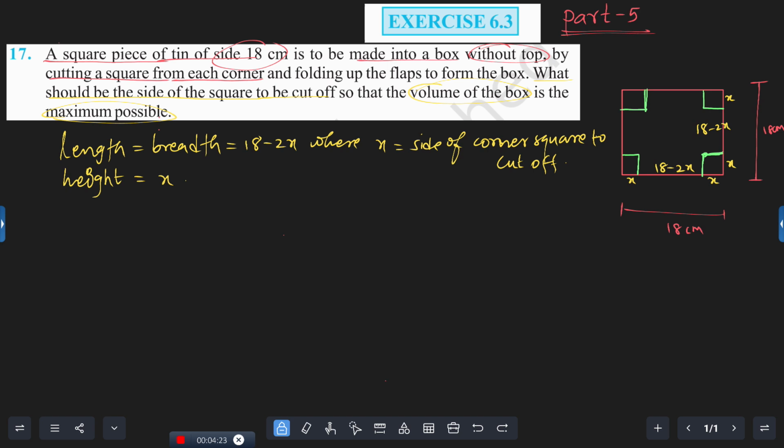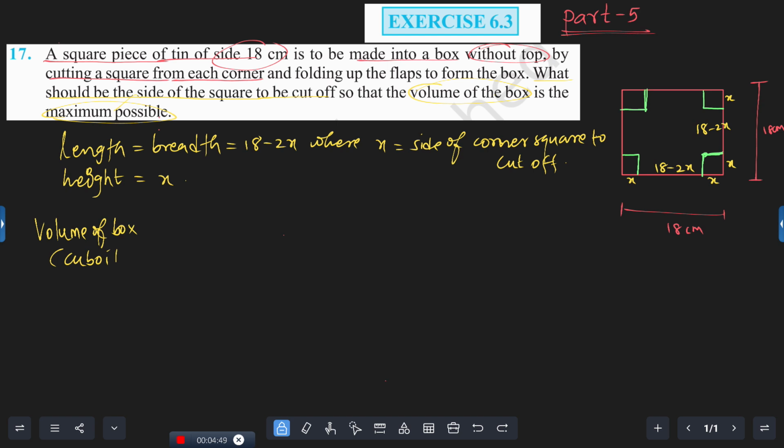Maximum and minimum words are given in word problems in the 6th chapter. What do we have to do? We have to differentiate. Here the volume of the box is maximum, they said. Then which one do you have to differentiate? Volume you have to differentiate. So the volume of a box. What box do we have? Cuboid.